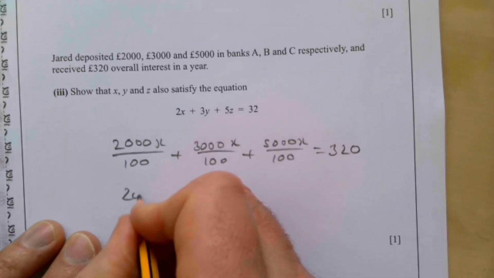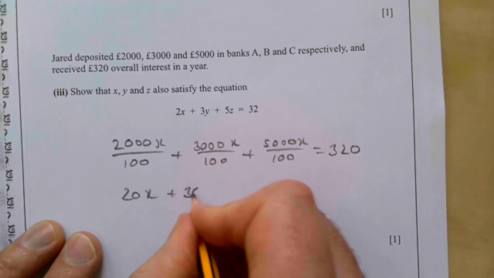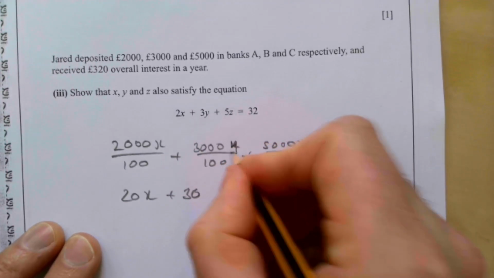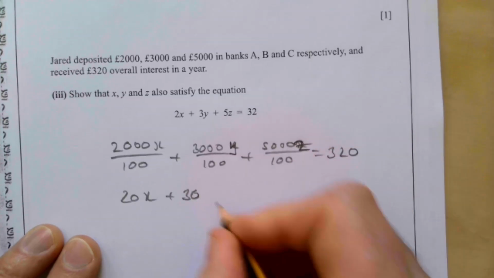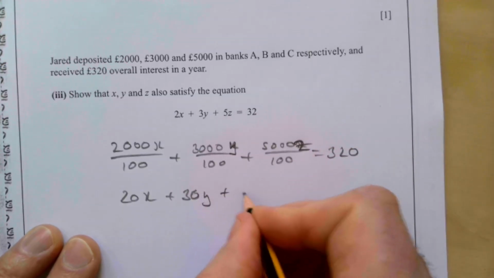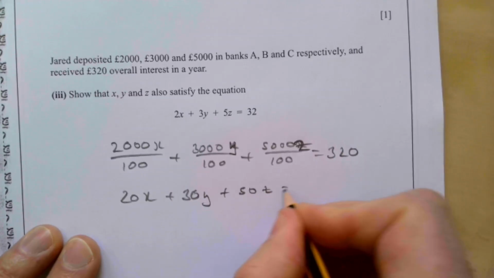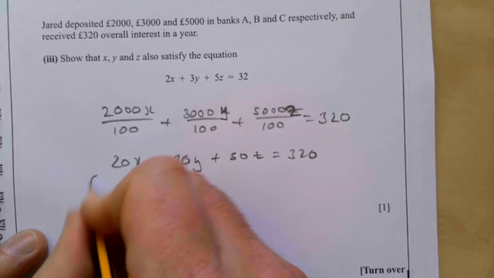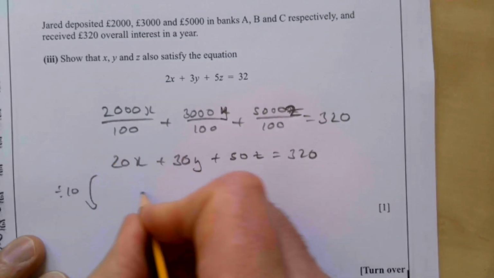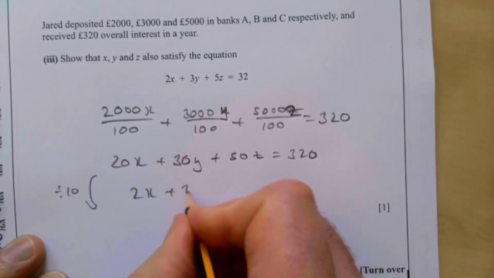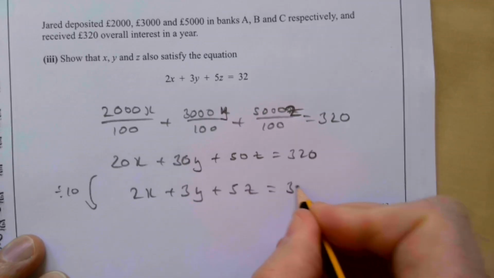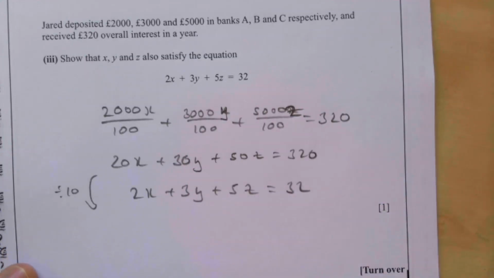Similar then, so it's going to be 20x plus 30. Spelled my mistake here, sorry. That's obviously y, and that one's z. 30y plus 50z is 320, and again, if we divide those by 10, we get 2x plus 3y plus 5z is 32.